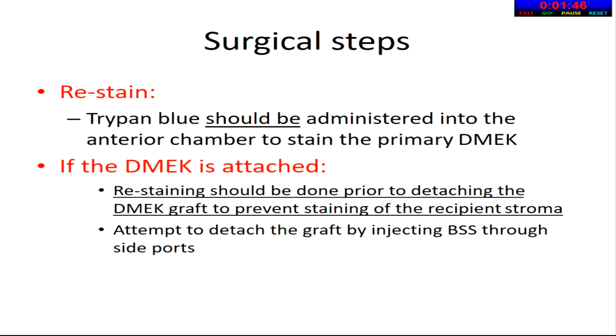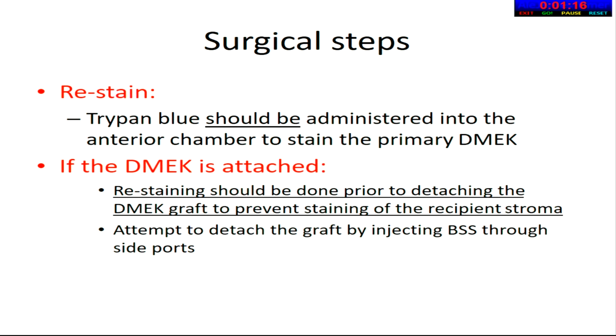So surgical steps, as we've talked about, trypan blue should be administered into the anterior chamber to stain the primary DMEK, which is upside down. So you'll be staining on the Descemet membrane side. However, if it is attached, restaining should be done prior to detaching the DMEK graft, so that you don't stain the recipient stroma, causing confusion. And you can attempt to detach the graft by injecting BSS through the side ports.